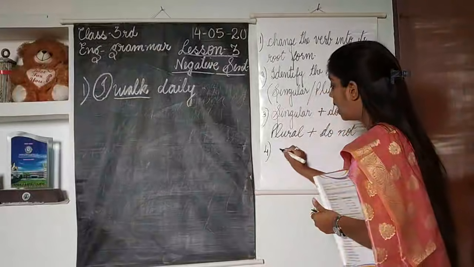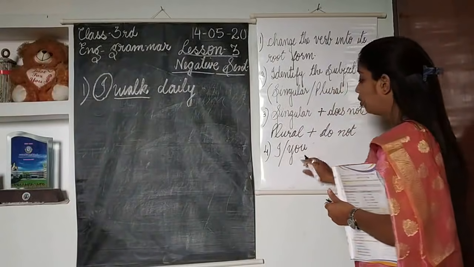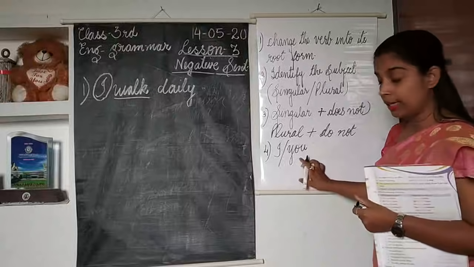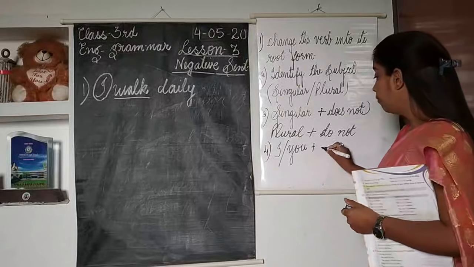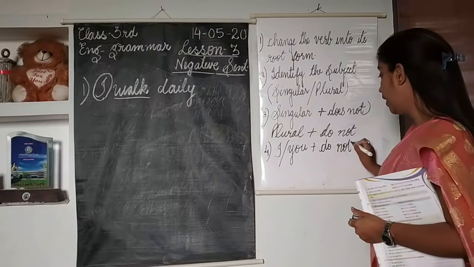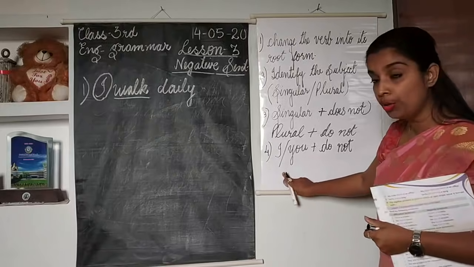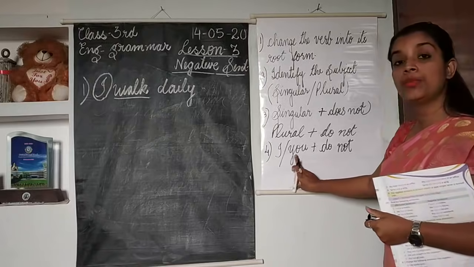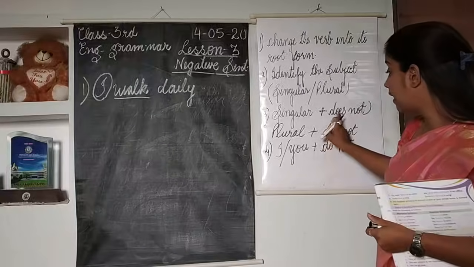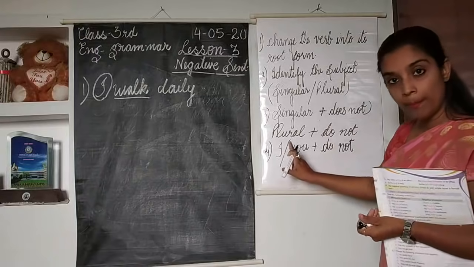See, I and you, though they are singular subjects, with them we will always add do not. I and you, though they are singular, are an exception to the rule. If I or you is the subject in a sentence, we will not add does not, we will add do not. This thing you need to keep in your mind.